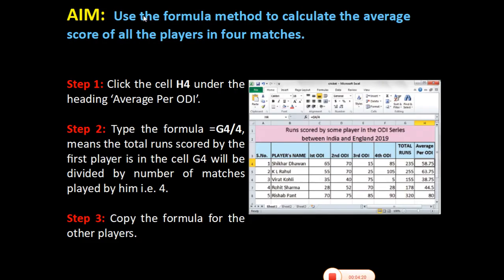Next is the aim: use the formula method to calculate the average score of all the players in 4 matches. The formula for that is in H4. It's cell H4. Click on the cell H4. Step 2 is type equals G4 divided by 4. 4 means total there are 4 ODI series. G4 is where the value of the total runs is. So equals G4 means total runs divided by 4. So it's an average of the 4 ODI series.